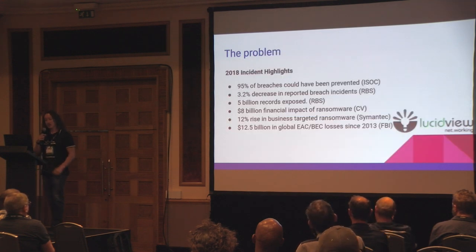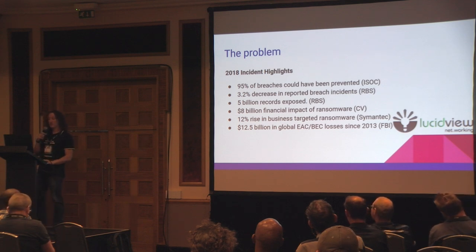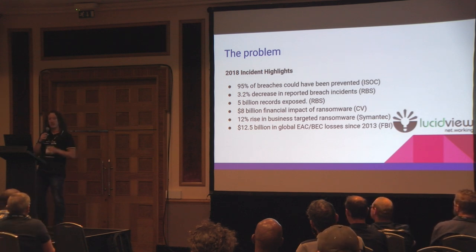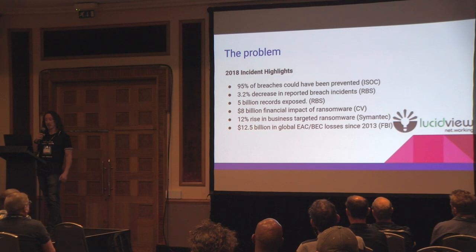Now, I have a slide with impressive looking statistics. It will impress you, hopefully. 95% of breaches could have been prevented. And just as a side note, my slides, I'll send them to the MUM organizers. The presenter's notes will have some of the links to these statistics if you're interested. So 95% of breaches could have been prevented, which means most of them could have been eliminated.